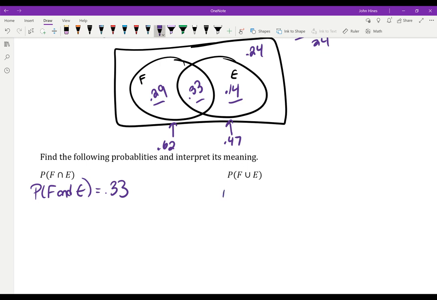Versus this U here, that's F or E. So that's the probability of me picking a fiction or an ebook. And when we find or probabilities, we add up those middle three. And I get 76%.